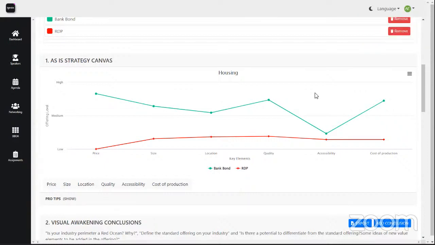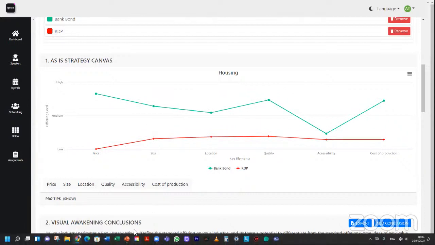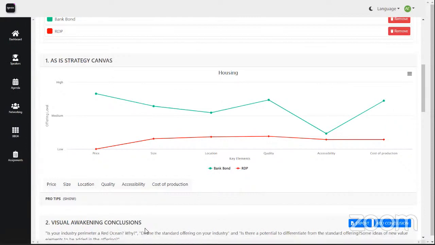I'm just wondering, you're comparing bank bond and RDP, when I'm thinking that the bank bond has more diversity inside it, because even you can get a bond for the subsidized house. So in terms of location and size and quality, you can't compare bank bond with RDP, because you can get a bond for a house that is really, really small, even smaller than an RDP, or get a bond for a house that is really big.